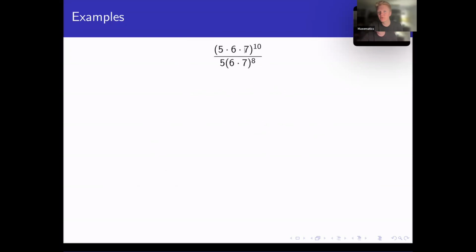Okay. 5 times 6 times 7 to the 10th over 5 times 6 times 7 to the 8th. Again, we have multiplication. If everything on the inside is multiplied or divided, we are allowed to distribute those exponents. But again, be very careful. The only thing being raised to the 8th power is 6 times 7.